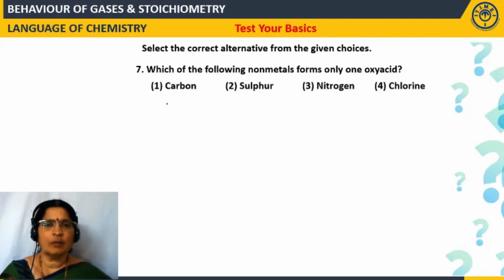You know that carbon can form the oxyacid H2CO3. It cannot form any other oxyacid. This is the only oxyacid that carbon gives. Sulfur can give sulfurous acid, sulfuric acid. Nitrogen can give nitrous acid, nitric acid. Chlorine can give 2 more oxyacids, hypochlorous acid, perchloric acid also. Therefore, carbon is the only non-metal which forms one oxyacid, right? So we go with choice 1.